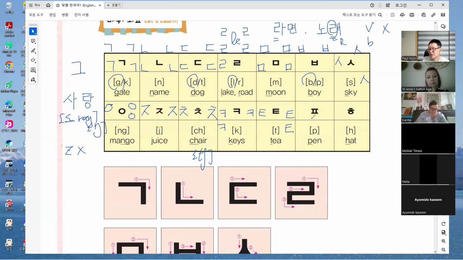Next, this one. Alphabet P. Okay. Pan, piano. Right. One, two, three, four. Okay. One, two, three, four. Pan. Okay. For your information, also, there is no F sound in Korean. Okay. Only P sound.